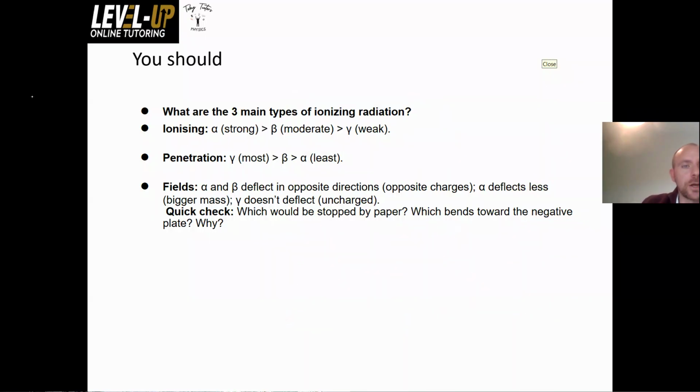Okie doke. So that's what we've looked at. We've looked at the 3 types of ionizing radiation, alpha, beta, gamma, which one's strongest, which one's weakest, and why. Which one's strongly penetrating and why. And then also how electric and magnetic fields might cause them to be deflected. Hopefully that all makes sense.